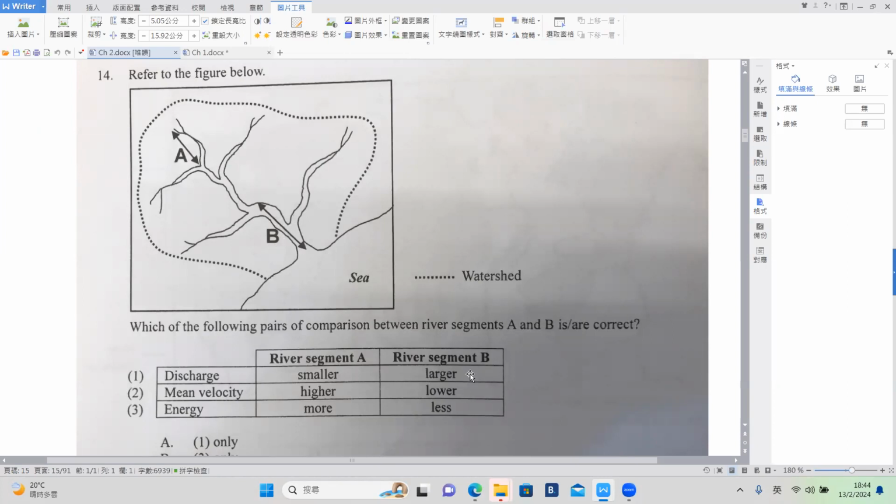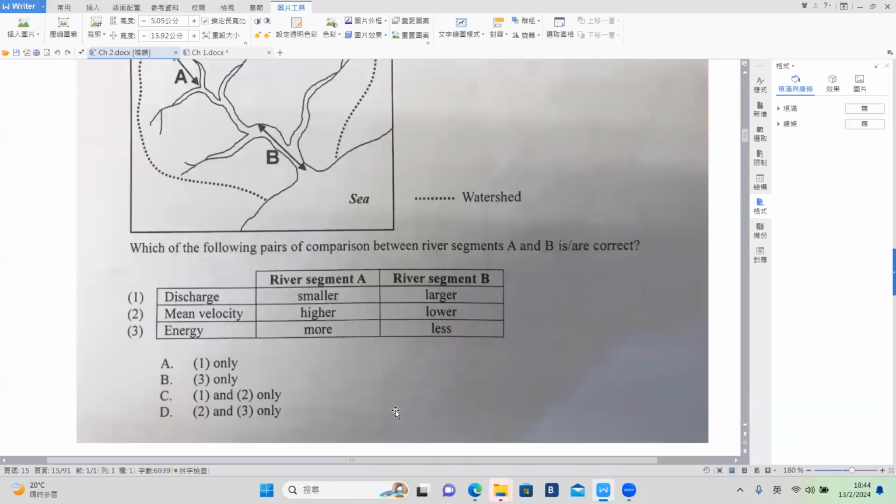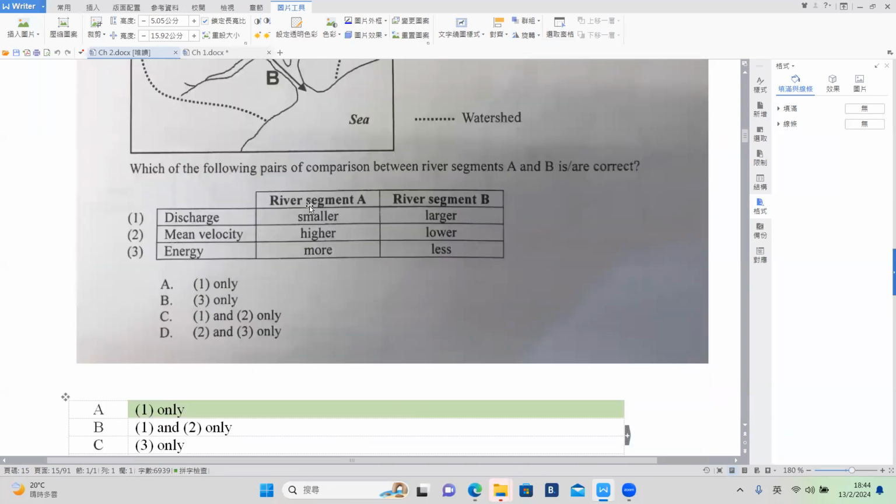So river segment B is larger, right? Okay, velocity A, be careful, this one is always the tricky point. Bear in mind upper course is having lower velocity. Lower course is having higher velocity. Number 2 is wrong. Accordingly number 3 is also wrong, because the velocity means the discharge is higher, then it should be more.